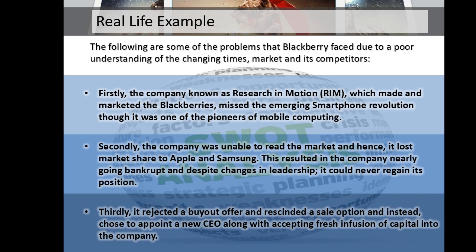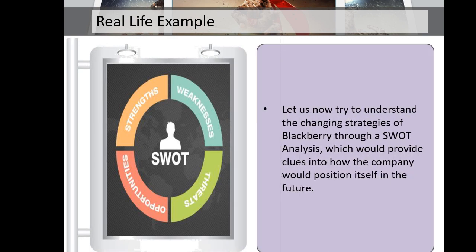First, the company known as Research in Motion, which made and marketed the BlackBerries, missed the emerging smartphone evolution, though it was one of the pioneers of mobile computing. Secondly, the company was unable to read the market and hence it lost market share to Apple and Samsung. This resulted in the company nearly going bankrupt. And despite changes in leadership, it could never regain its position. Thirdly, it rejected a buyout offer and rescinded a sale option and instead chose to appoint a new CEO along with accepting a fresh infusion of capital into the company.